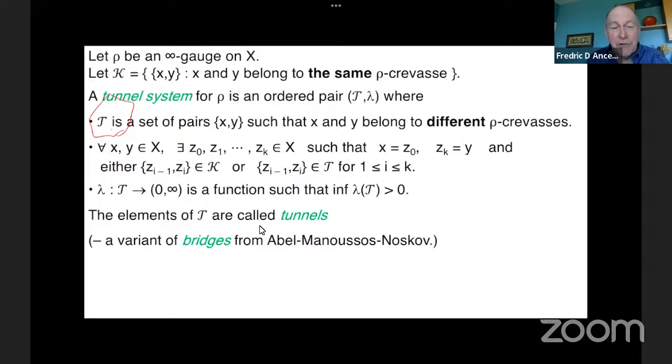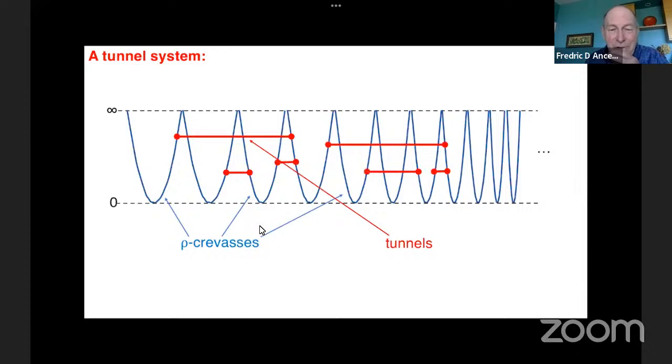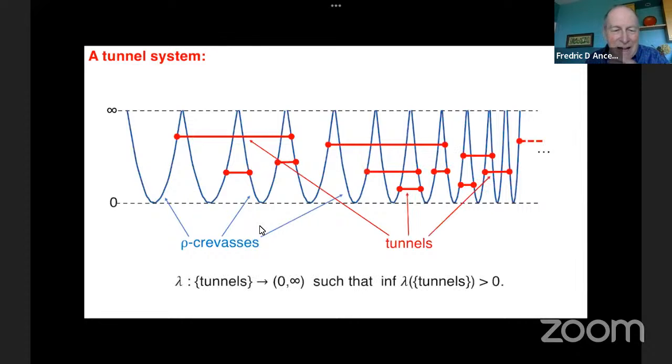And there was a notion in this Abel, Manousis, Noskov paper of bridges. So I stole it and renamed it. And so here's a schematic diagram. I have an infinity gauge. It gives me a set of these rho crevasses, and then I connect them up with tunnels, and I assign a length to every tunnel. Okay.